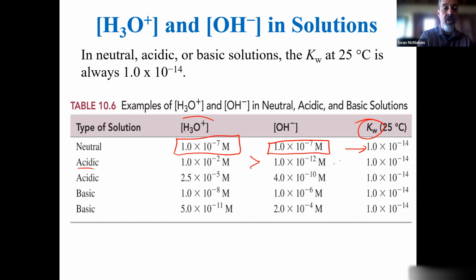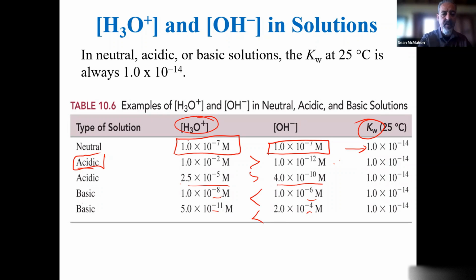So what does that mean? Well, if there's more hydronium, it's got to be acidic. Well, how did I get 10 to the minus 12? Because I used Kw. 1 times 10 to the minus 2 times what number would give me 1 times 10 to the minus 14? 10 to the minus 12. And again, I see here, this is 10 to the minus 5. This is 10 to the minus 10. This is bigger. This is acidic, right? If I go here, this is basic. Why is that? Well, 10 to the minus 8 is less than 10 to the minus 6. So now the hydroxide is greater. Just like 10 to the minus 11 is less than 10 to the minus 4, the hydroxide is greater. So that is basic. But they all add up to 10 to the minus 14.